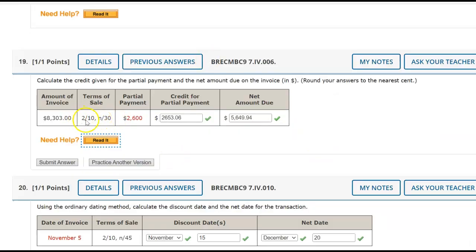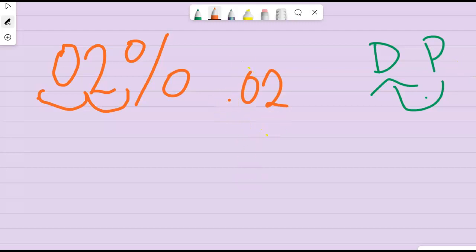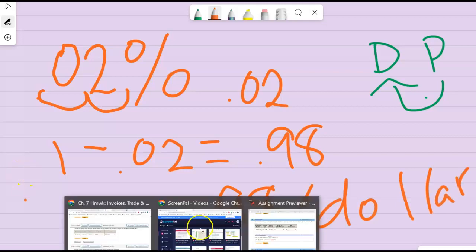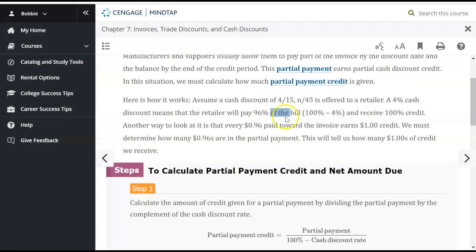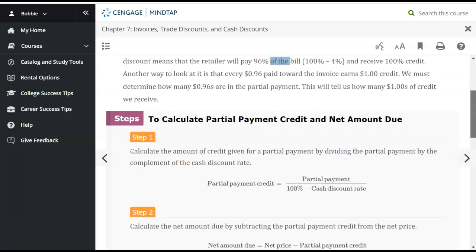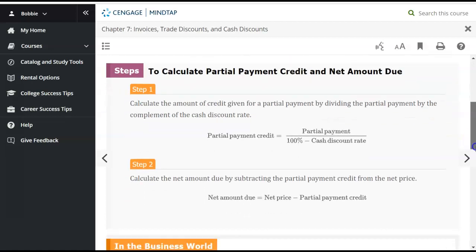So let's look at ours. So here 2%, which is 0.02 as a decimal, means that 1 minus 0.02 is 98%. We're paying 98% after the discount. So what that means is for every dollar we're saving 2 cents and only paying 98 cents for each dollar. And that's kind of what the book is explaining. So 98 cents for ours is going to go toward each dollar. So we have to determine how many 98 cents are in the partial payment, and that's going to tell us the credit we will receive.